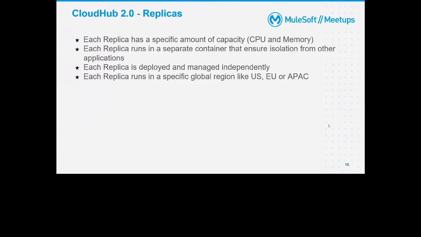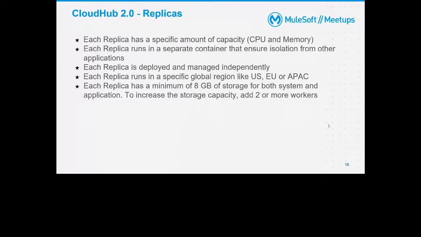Replicas run in a specific global region. Once you deploy your application and assign the replica, if you deploy the application in the US region, it will run in the US region; if it is Europe, then in Europe. That's what we discussed, the 12 regions and all. And a 0.1 vCore replica also has 8 GB of storage. If you want to increase the storage with 0.1 vCore size, you can add an additional replica. Basically, you can scale out, and obviously you can scale up also.